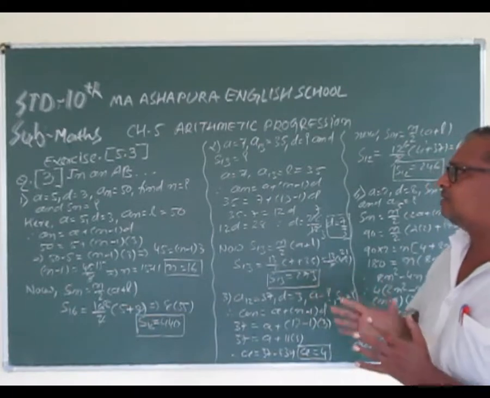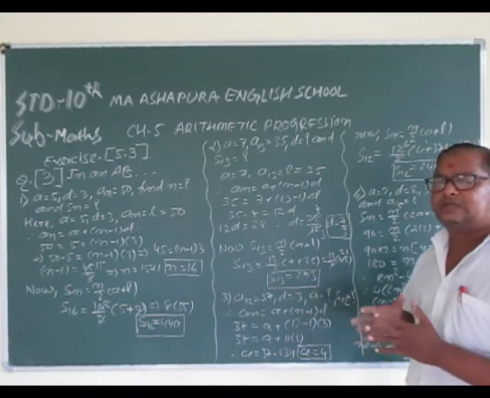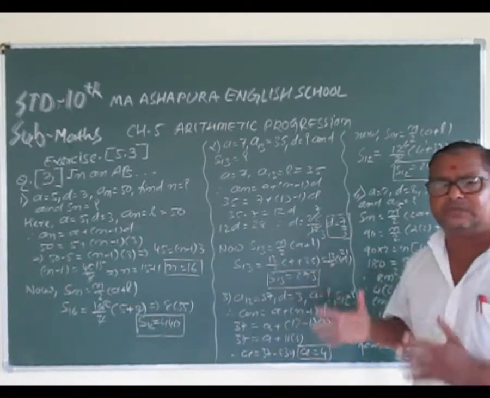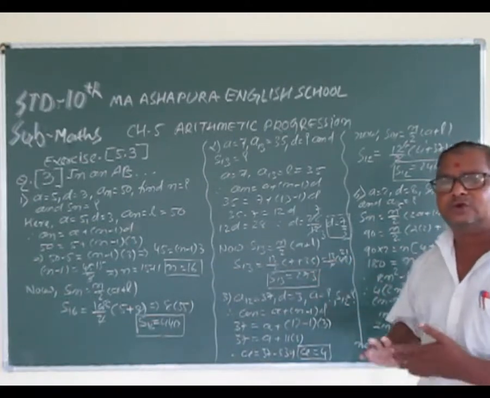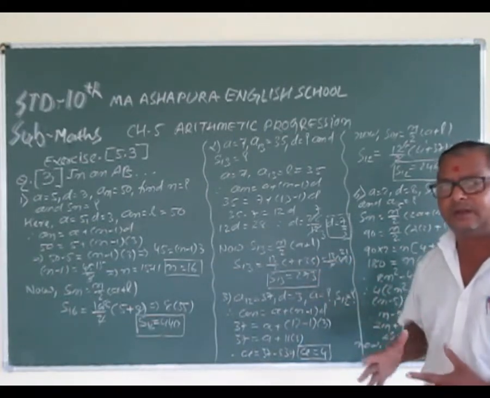तो आज के इस अरिथमेटिक प्रोग्रेशन के एक्सरसाइज 5.3 क्वेश्चन नंबर 3 से रिलेटेड वीडियो में हमने 4 सम आपके सामने रखे. बाकी के जो रिमेनिंग सम्स हैं वो आपको कंप्लीट करने हैं.